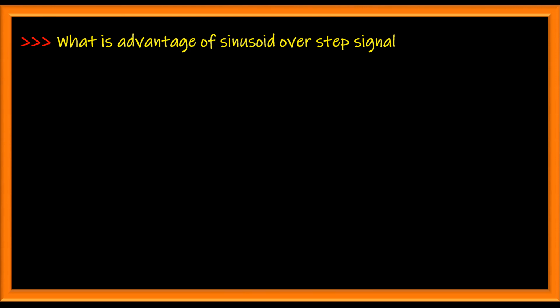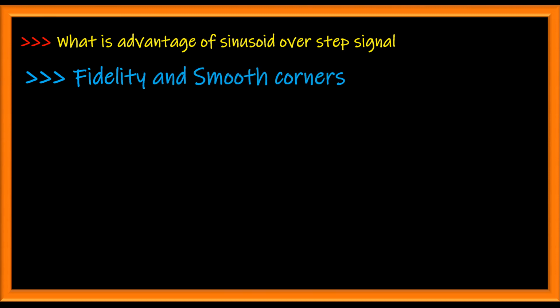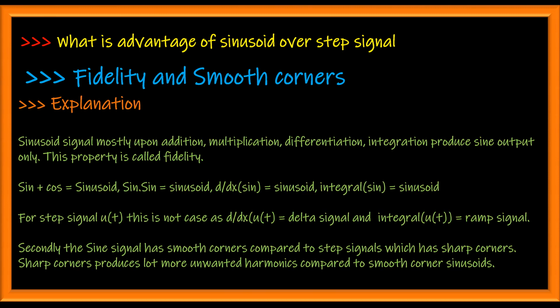What is the advantage of sinusoid over step signal? Fidelity and smooth corners. A sine signal has a distinct property of giving you a sinusoid with operations such as addition, multiplication, differentiation, and integration. Whereas for a step signal, if you differentiate, you get a delta signal, and when you integrate it, you get a ramp signal. So the sine wave is considered advantageous.